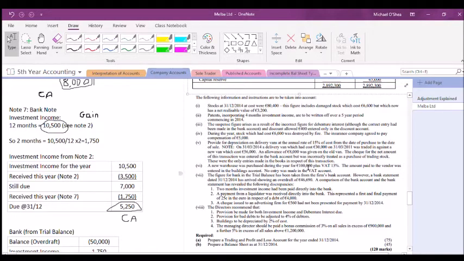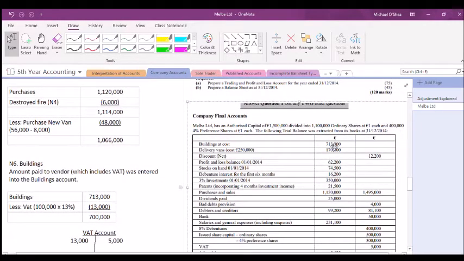So the amount paid to the vendor is 100 plus 13%, it's 113%, but the buildings account should never go beyond the 100%. It should always be the cost of the fixed asset itself, and it doesn't include the VAT. So the amount entered into the buildings account should be 100,000. It should not include VAT, but it's telling us that the amount we actually paid was entered into the buildings account. What does that mean? It means that when this transaction took place, we entered 113,000 into the buildings account, and we got buildings of 713,000.